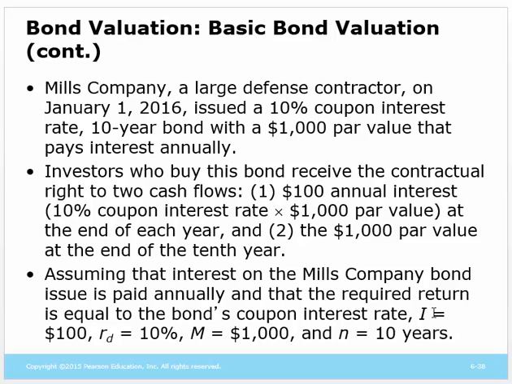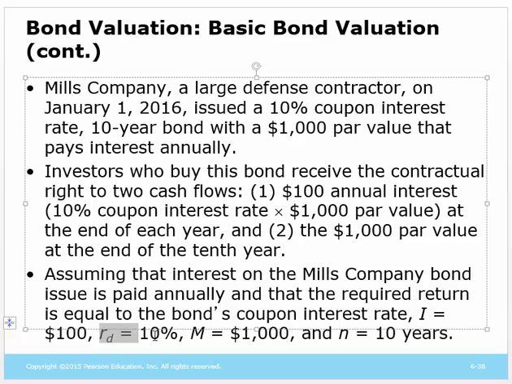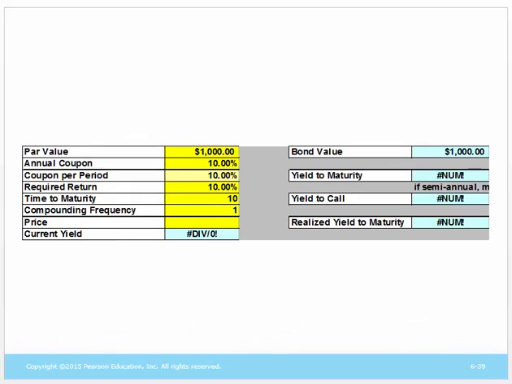So here we have a company, right? They have a 10% coupon interest. It's a 10-year bond, and it's $1,000 par value. So if you buy this bond, what do you get? You're going to get $100 a year at the end of each year for 10 years, and then you're going to get the $1,000 par value at the end of the 10th year. So if we assume the required return equals 10%, just to start our example, what would be the value of this bond under this circumstance?